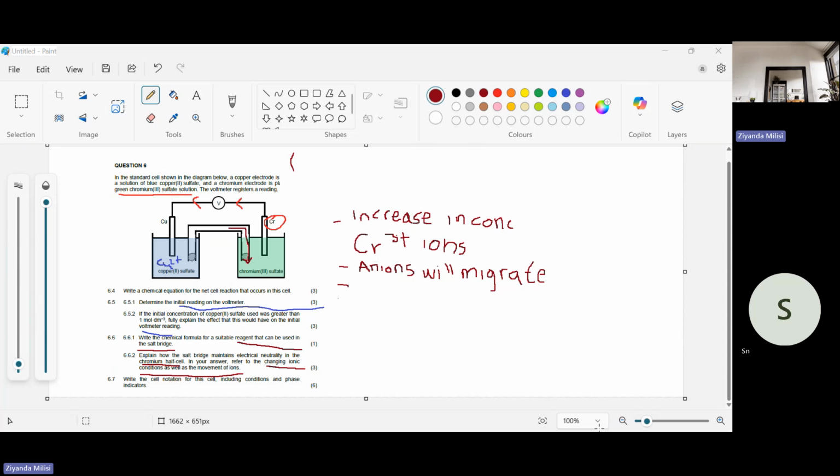Then the last one. These Cr3 plus ions, because there is more of them, these cations, remember they are positive, will in turn migrate into the salt bridge. You see that there is an exchange, because they are positive.